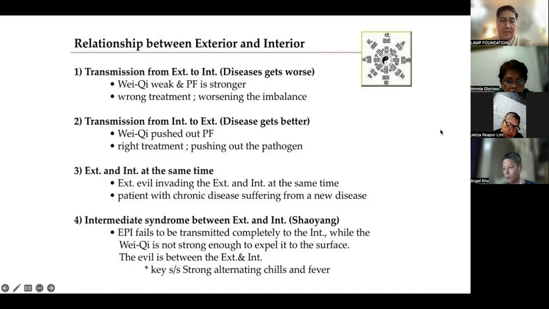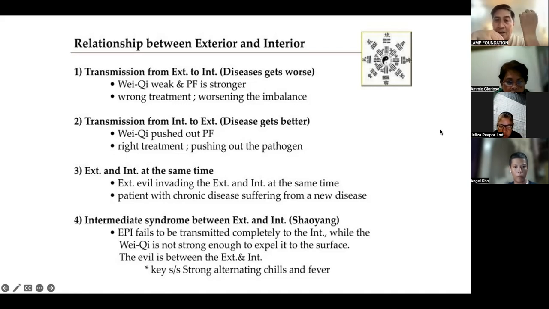What about kung exterior and interior at the same time? So we have the external evil invading the exterior and interior at the same time. So we have a patient with chronic disease suffering from a new disease. Imagine mo, sabay-sabay, exterior and interior. Then we have the so-called intermediate syndrome between the exterior and interior. Ito yung lesser yang, Shaoyang. Hindi pa siya masyadong, okay, kasi nasa gitna siya.